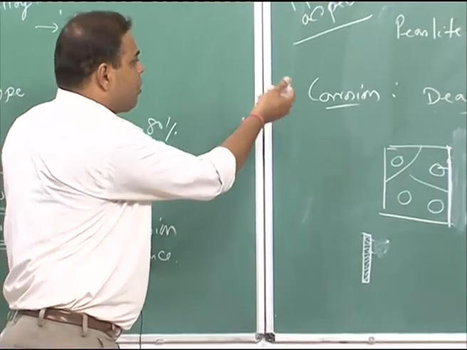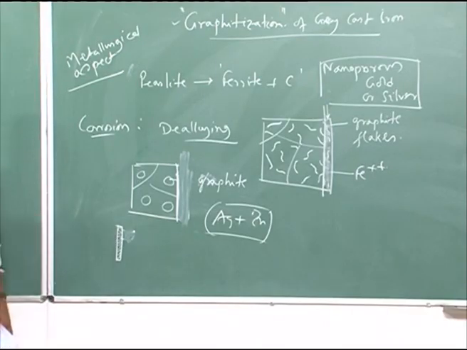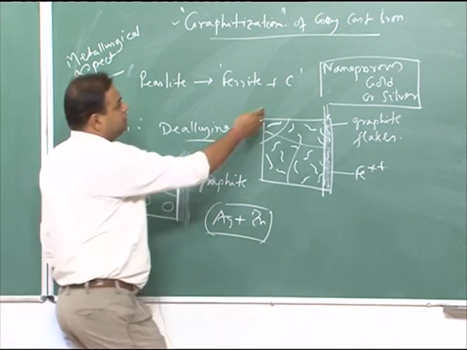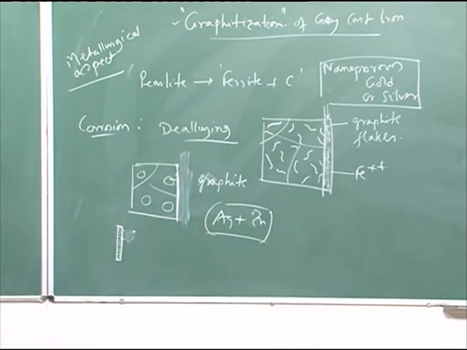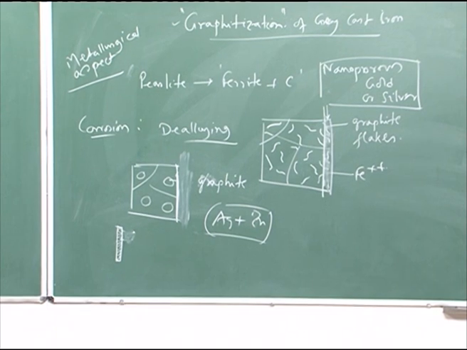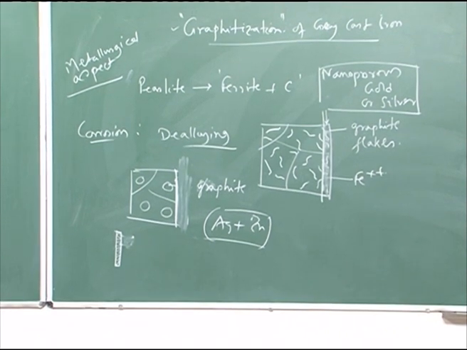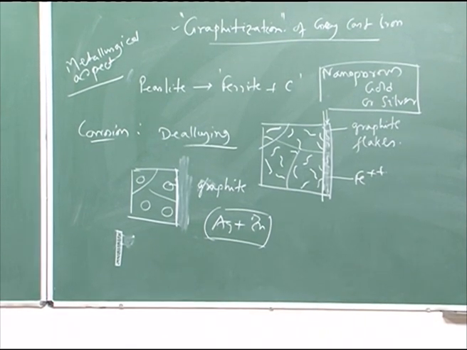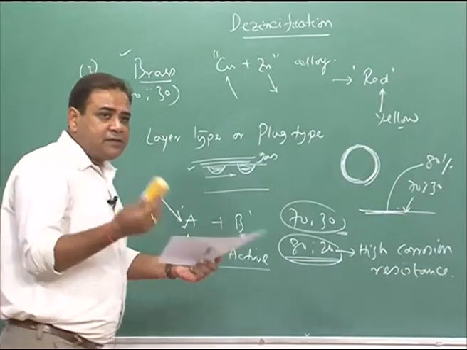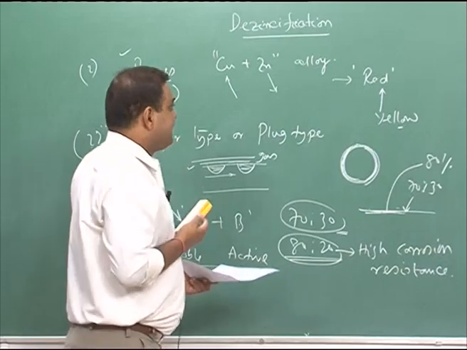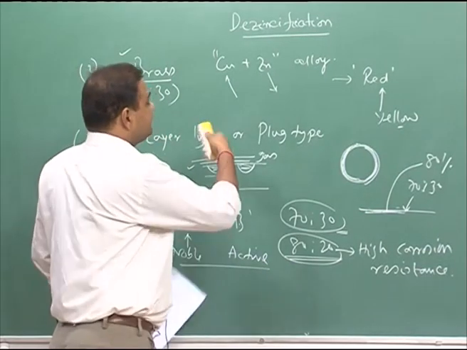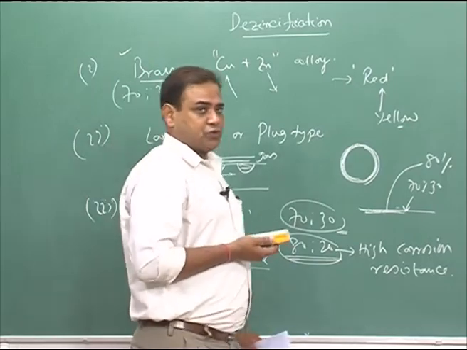So, corrosion phenomena is not always bad, it is good in this case. By applying this simple principle, we can have a very good nanoporous gold or silver template. So, this is about dezinkification, dealloying, and graphitization of grey cast iron. Now let us get into another form of corrosion, that is basically erosion corrosion.